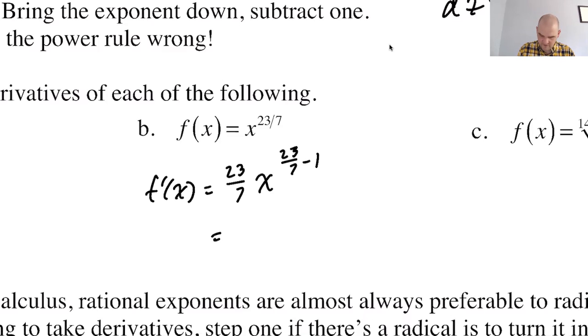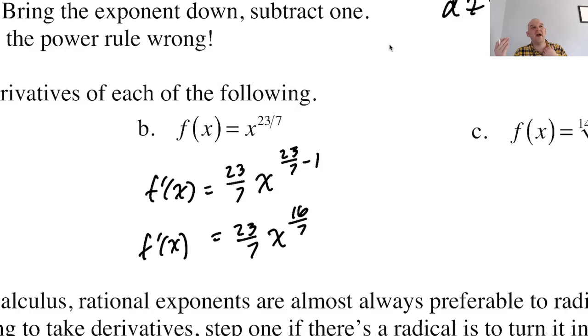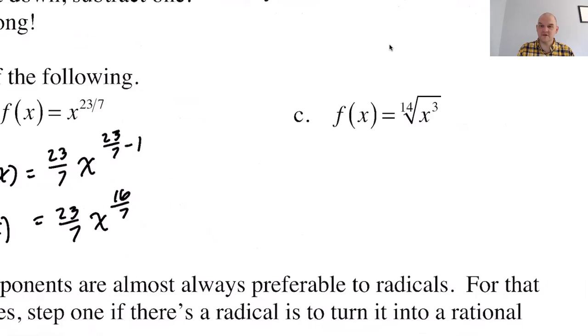And then we'll simplify that. So 23/7 x to the 23 minus 7 is 16, so this will be x to the 16/7. f prime of x is 23/7 x to the 16/7. It's not pleasant, but how would you even use the limit definition? Are you going to try to rationalize or something? What do you rationalize with? Power rule is saving us there.